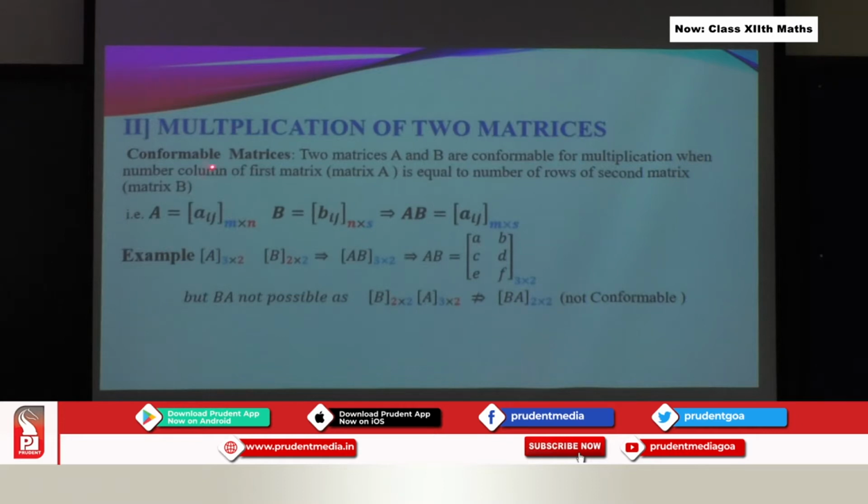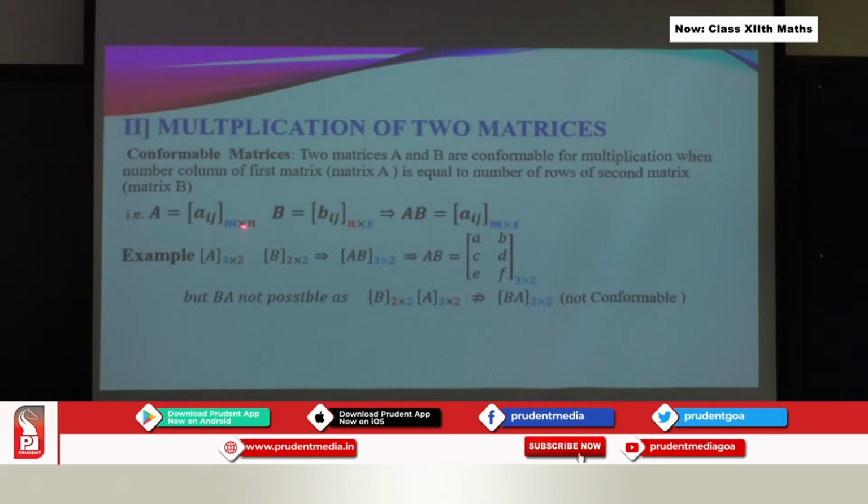Because here, if there is a mood of getting multiplied, in the sense that if the given matrices are conformable, what does it mean? Two matrices A and B are conformable for multiplication when the number of columns of the first matrix, right now I am considering it as matrix A, is equal to the number of rows of the second matrix. Right now we are considering it as matrix B.